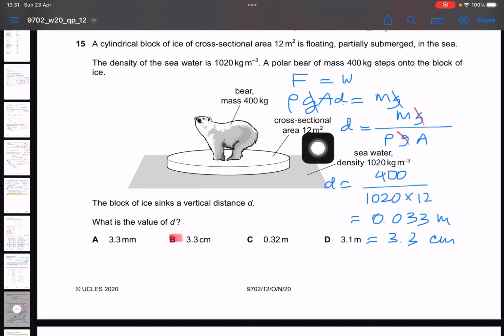We use the relationship between the upthrust force and the weight, the upthrust force and the weight of the bear and this ice block.